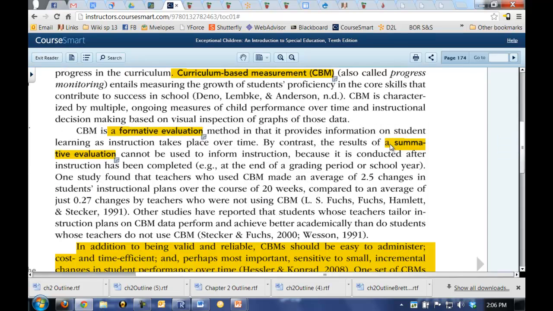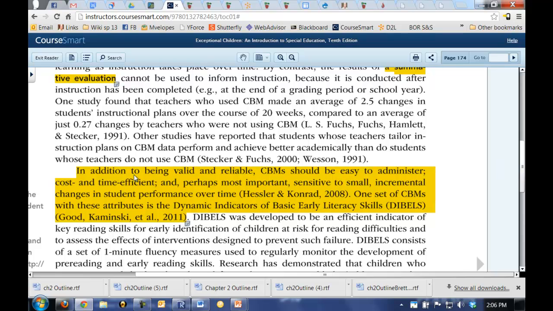typical now, where we teach the whole chapter. We teach 3 chapters, then have a test over it. That would be more of a summative. And that's not useful. That's the difference between formative and summative. It's down here in the yellow.